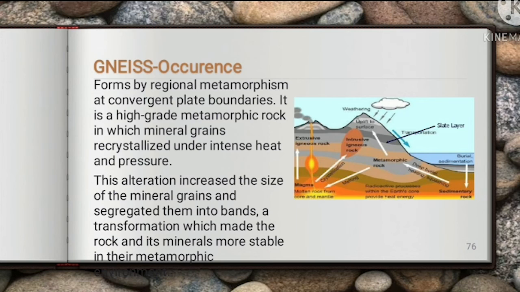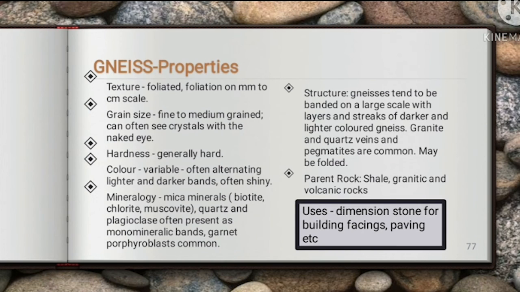Gneiss is typically associated with major mountain building episodes. During these episodes, sedimentary or felsic igneous rocks are subjected to great pressures and temperatures generated by great depth of burial, proximity to igneous intrusions, and tectonic forces generated during such episodes. Gneiss from western Greenland comprises the oldest crustal rocks known. Here are the properties of gneiss.